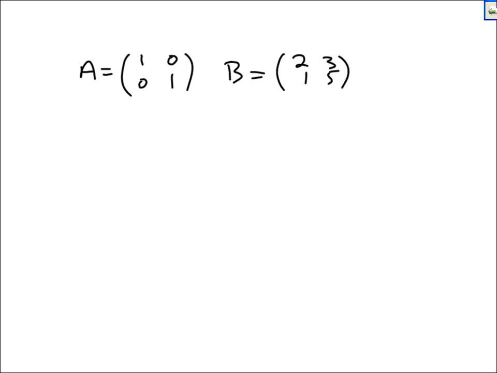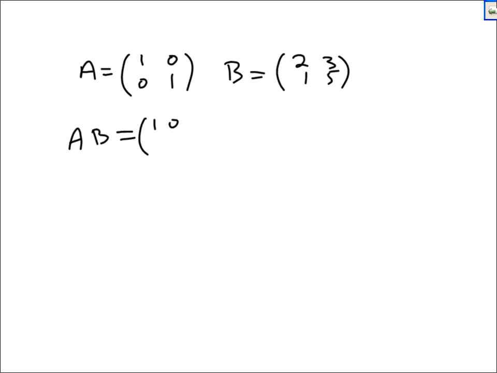Can they be equal? AB and BA? The answer is yes. Will they always be equal if A and B are square matrices of the same size? Absolutely not. Let A equal 1, 0, 0, 1, and B equal the square matrix 2, 3, 1, 5. Well, what is AB?